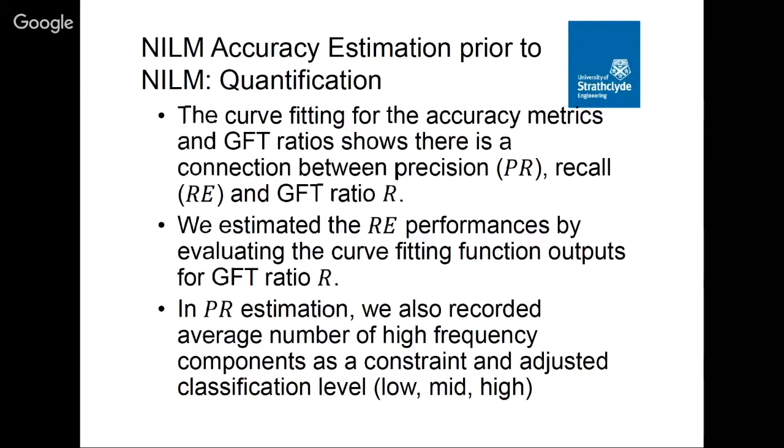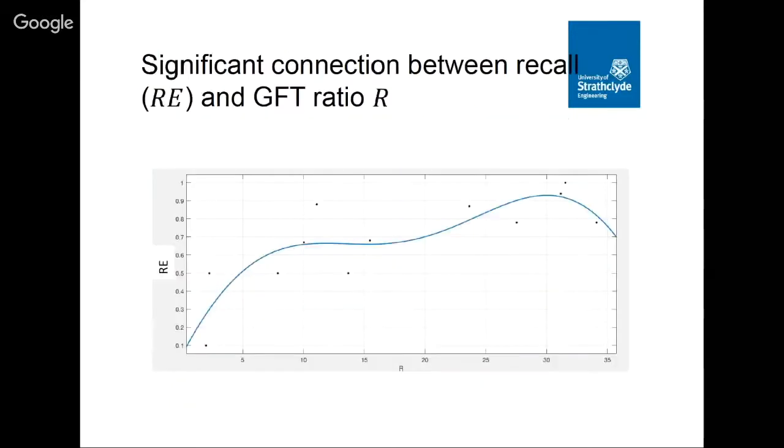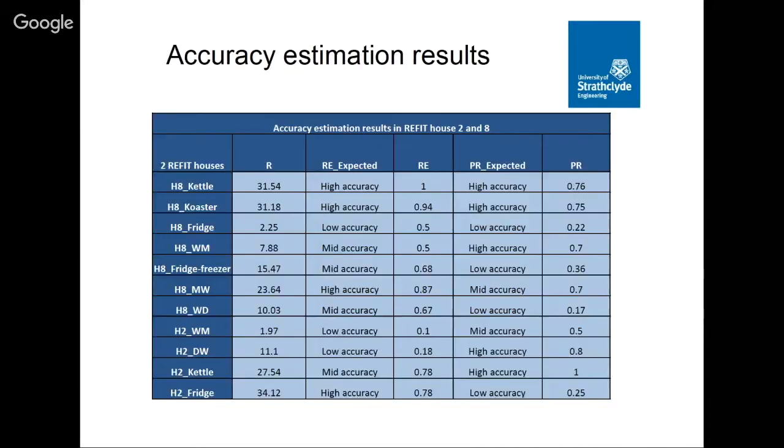And in the PR estimation, we also use the average number of high frequency components as a constraint to adjust the final classification accuracy levels. So this figure shows the connection between the recall and the GFT ratio R, and the table here is a comparison of our estimation with the ground truth from the submetered measurement.